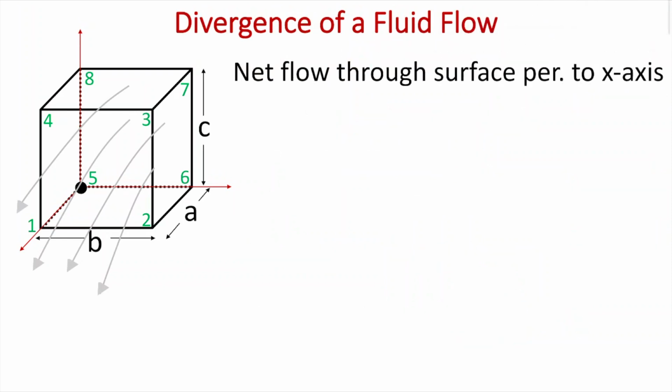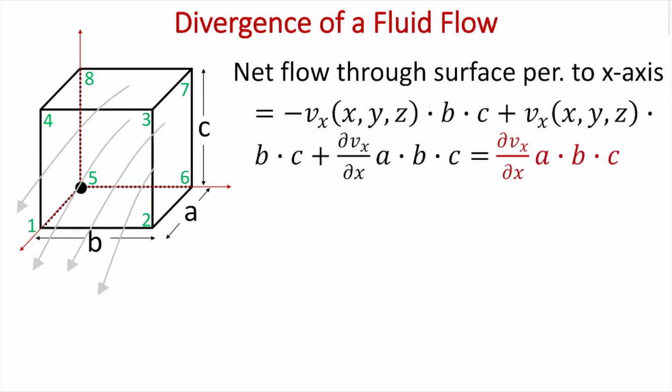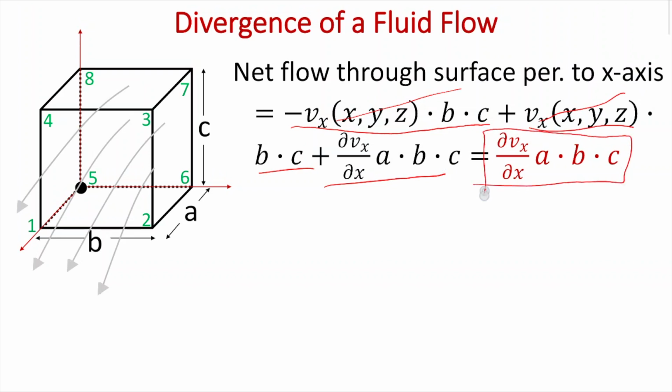Now let's see what is the net flow through the surface perpendicular to the x-axis. Basically what we have to do is to add the flow from the face 5, 6, 7, 8 and the flow from 1, 2, 3, 4. The flow from face 1 is this, and the flow from face 2 is this, as we have seen in the last slide. So we can see that this part cancels out with this part completely, and we are left with only this part, which is this. Now this is only in the x direction.